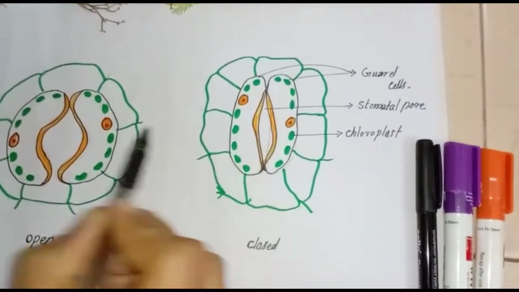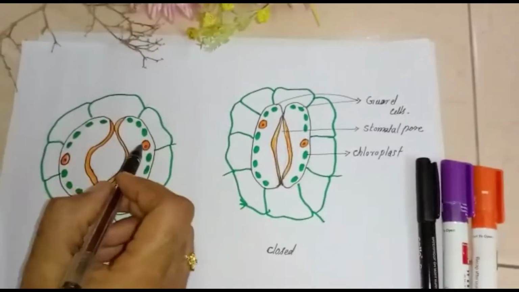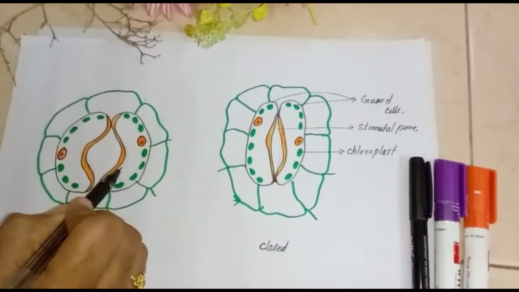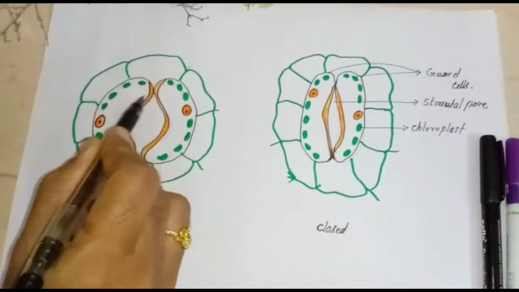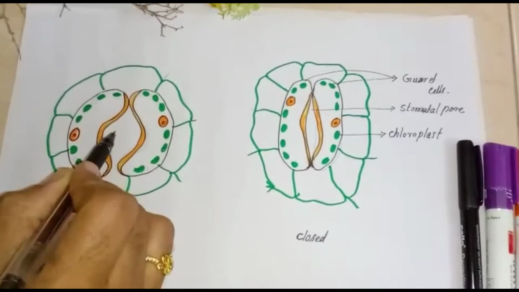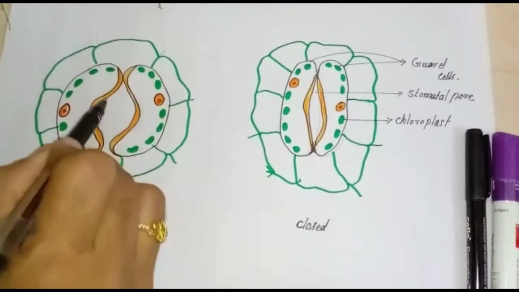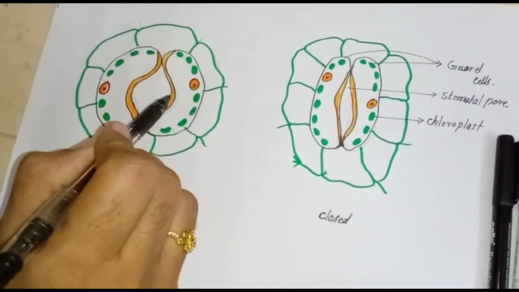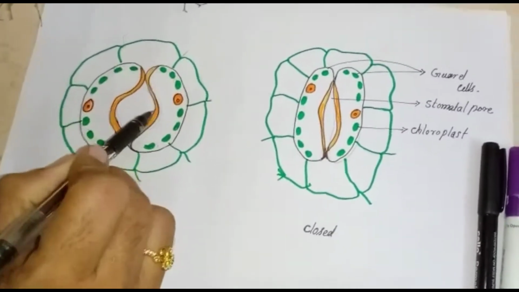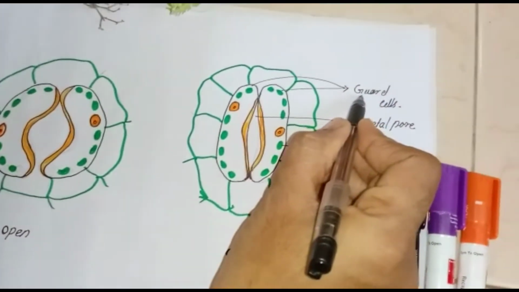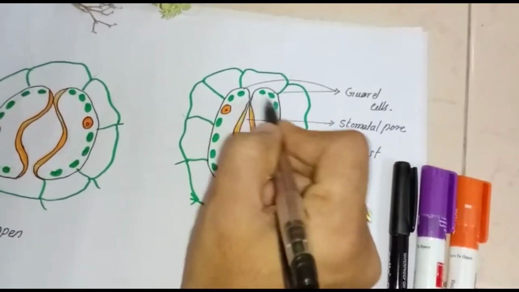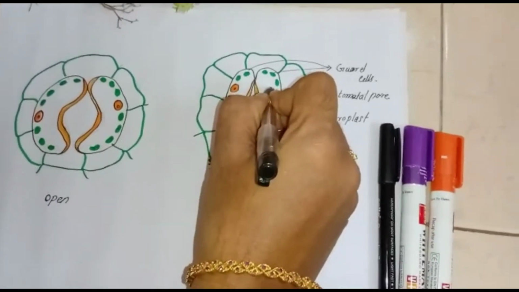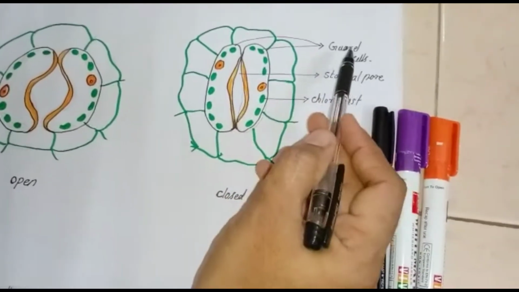These stomatal pores are bordered by a pair of specialized parenchyma cells known as guard cells. See, these are guard cells. So the specialized parenchyma cells that are present around the stomatal pore are known as guard cells.